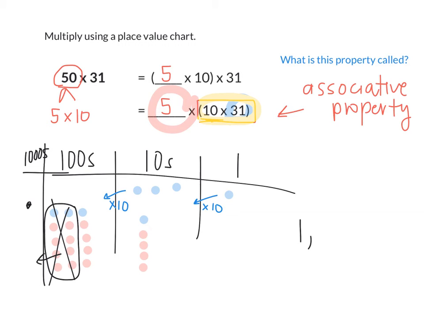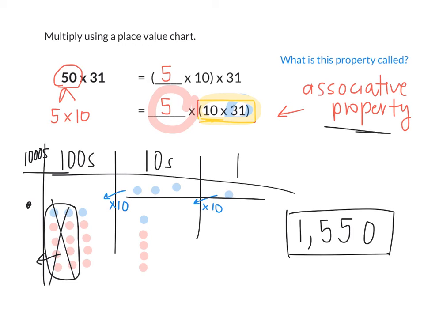Now how many hundreds do we have? 5. How many tens do we have? Everyone? 5. How many ones do we have? 0. Don't forget that this is before we did the multiplication by 10. So our answer is 1,550. Again, we use the associative property as well as a place value chart to help us multiply a 2-digit number by a 2-digit number.